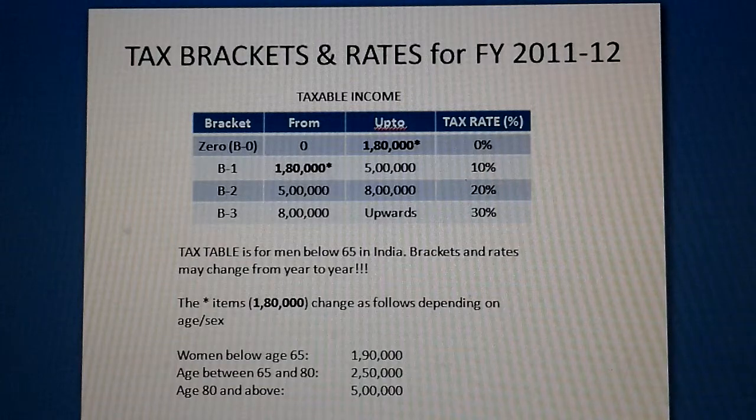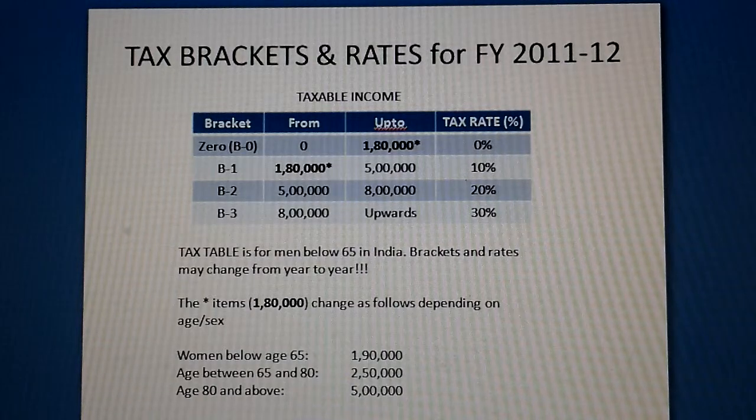Now, the progressive tax rates and brackets are shown for financial year 2011-12, as we've learned in the previous lesson. Essentially, the tax rate is 0 between 0 and 180,000. Between 180,000 and 500,000, or 5 lakhs, it's 10%. 5 lakhs to 8 lakhs, it's 20%. 8 lakhs upwards, it's 30%. And again, this applies only to men below 65. The starred 180,000 changes to 190,000 or 250,000, and 5 lakhs changes, depending on your age and sex.